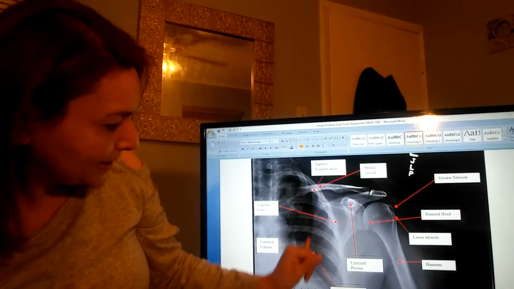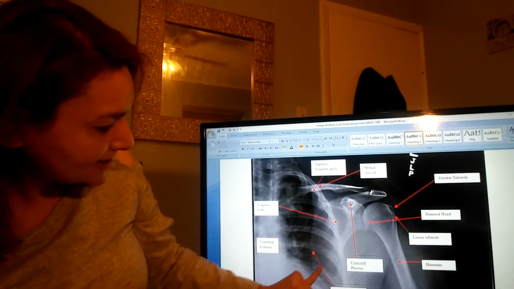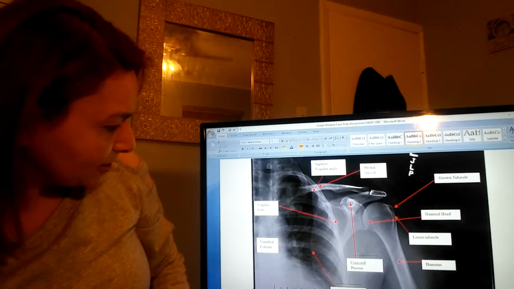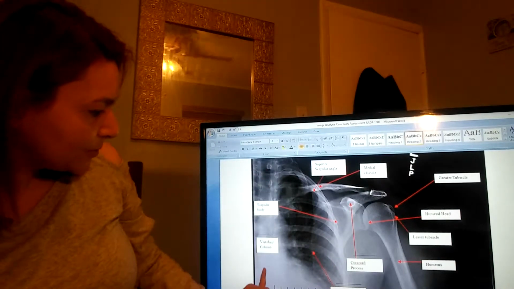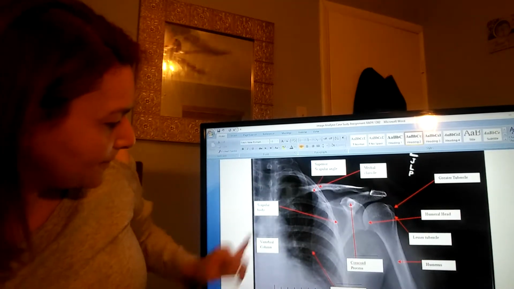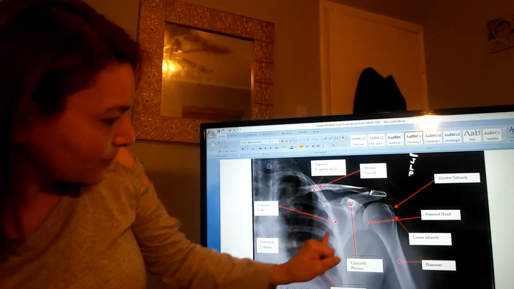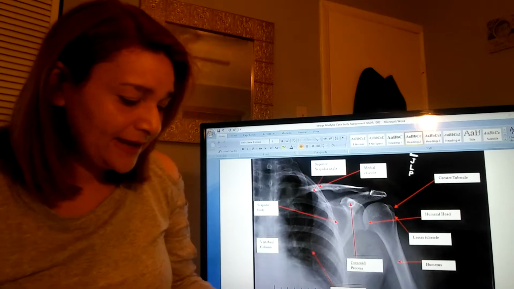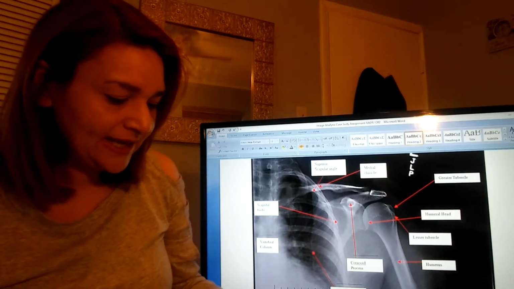This would be our medial scapula border. This here would be our lateral scapular body. This is our vertebral column here. And of course, this is our scapular body here in this area.